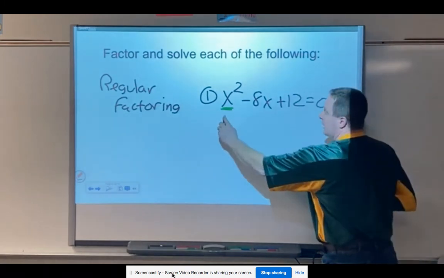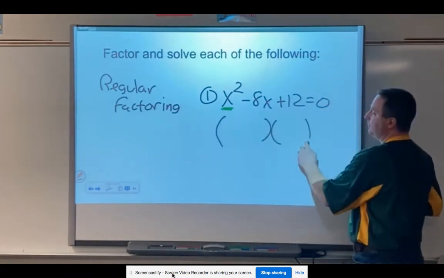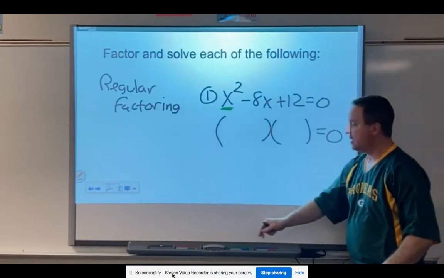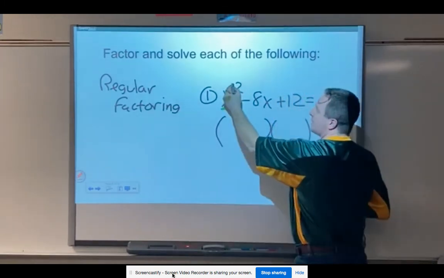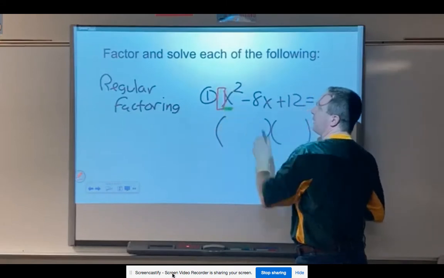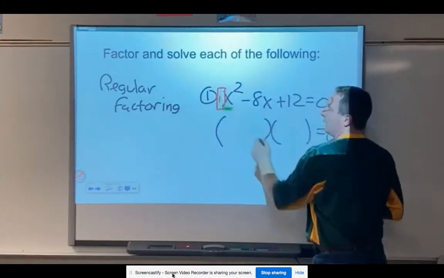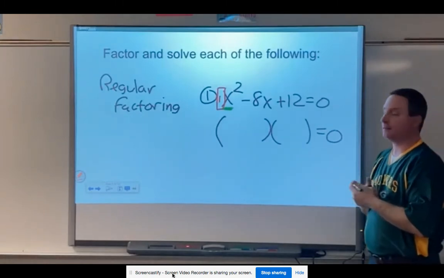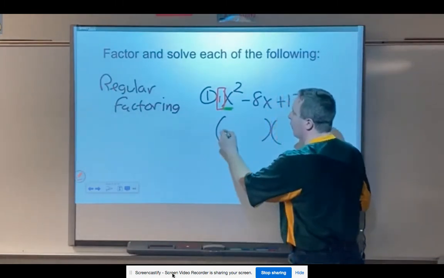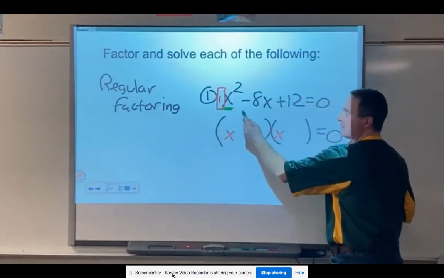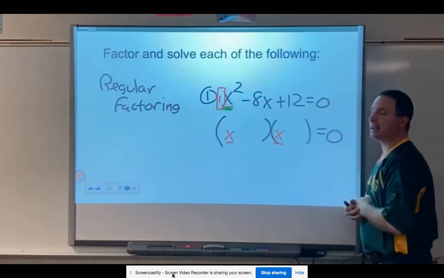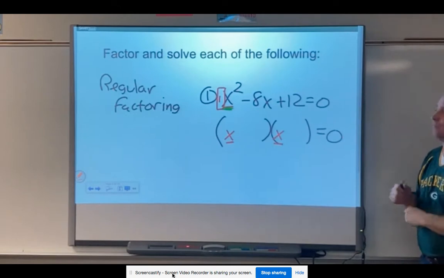The way that this works is once I have it set up in the right form, and it's equal to 0, I break apart into my 2 parentheses. The first place your eyeballs go is to the number in front of x squared. Right now it's a 1. And what are the factors of 1? Well, the only choice is 1 and 1. So I would have a 1x and a 1x. It's nice when there's nothing out in front there because it's always just going to be an x and an x. But that's the first place your eyeballs go.